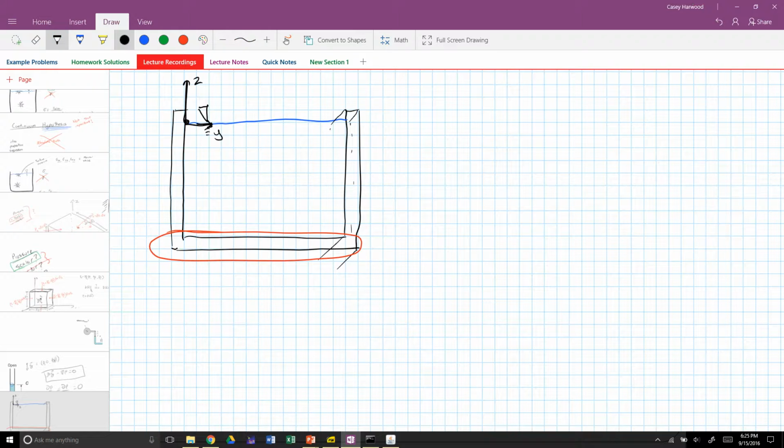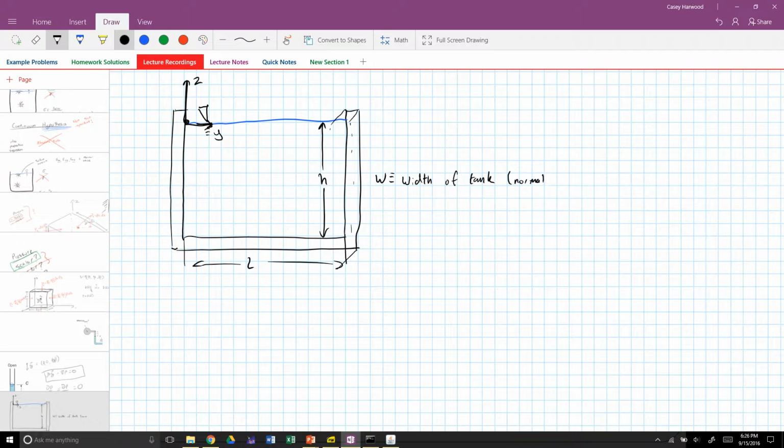Okay, so let's go ahead and define a few more quantities. We're going to go ahead and say that L is the length of the tank. H is the depth of the water. And W is equal to the width of the tank measured along the x-axis, which is normal or orthogonal to the page, that is, going into the paper.